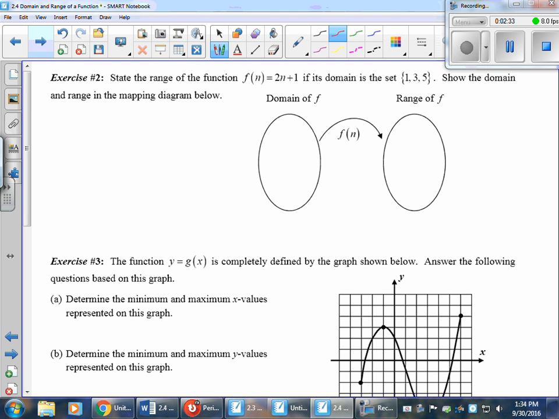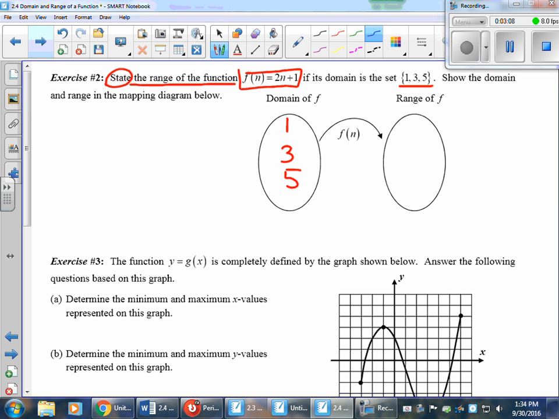Exercise 2. State the range of the function f of n equals 2n plus 1 if its domain is the set 1, 3, and 5. Show the domain and range in the mapping diagram below. So they're telling us the domain is 1, 3, and 5. And also make sure to state the range of the function. Make sure you're answering the question. That's really important.